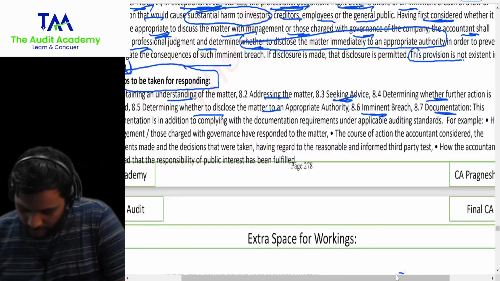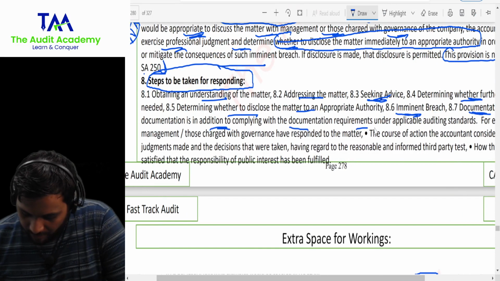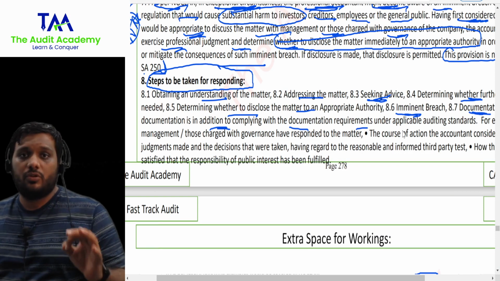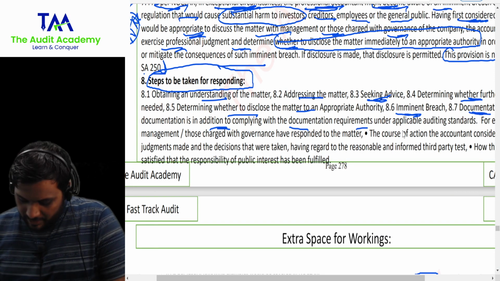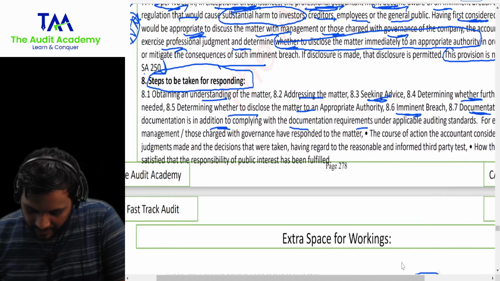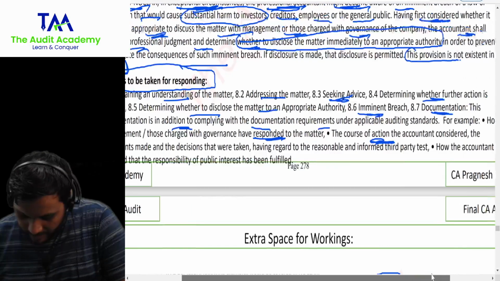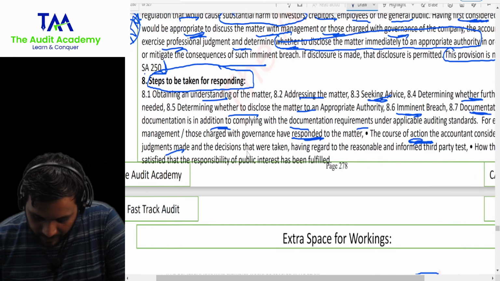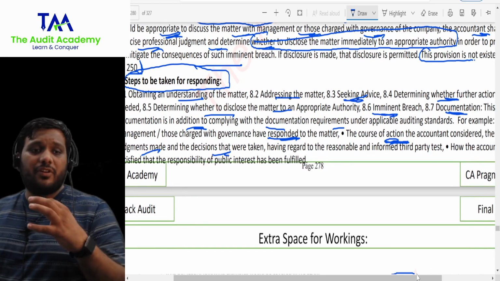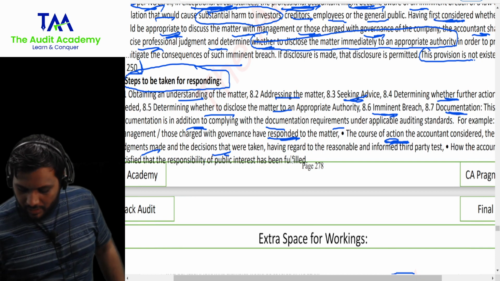Then documentation: you need to maintain documentation. This documentation is in addition to complying with the documentation requirements applicable to auditing standards. It means you need to maintain separate documentation for NOCLAR, showing that you have complied with the requirements of NOCLAR. For example, how management have responded to the matter, what course of action the accountant considers, what judgments are made, what decisions are taken. Just think from the angle of a third party whether you have actually discharged your duties or not.